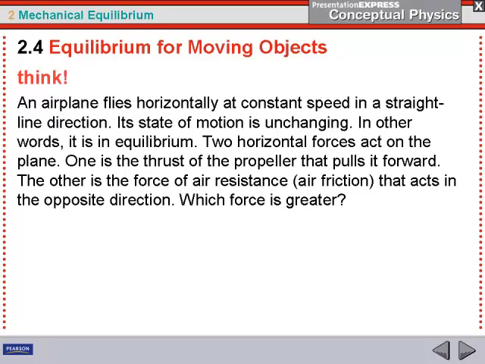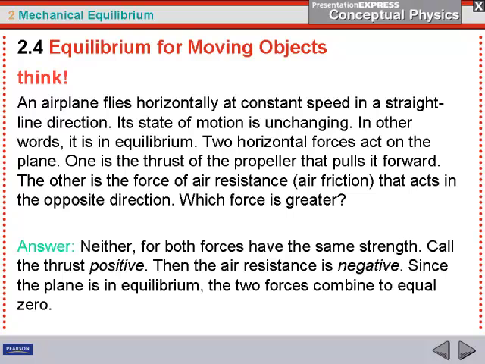Two horizontal forces act on the plane. One is the thrust of the propeller that pulls it forward. The other is the force of air resistance, air friction, that acts in the opposite direction. Which force is greater? Neither, for both forces have the same strength. Call the thrust positive, then the air resistance is negative. Since the plane is in equilibrium, the two forces combine to equal 0.